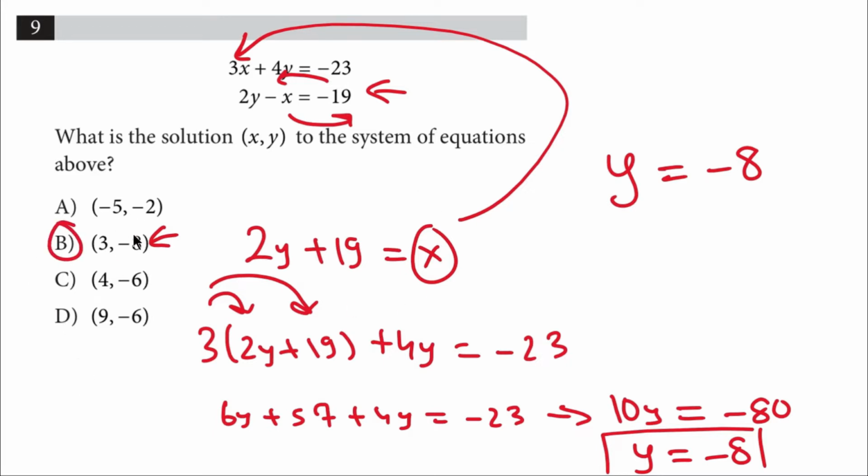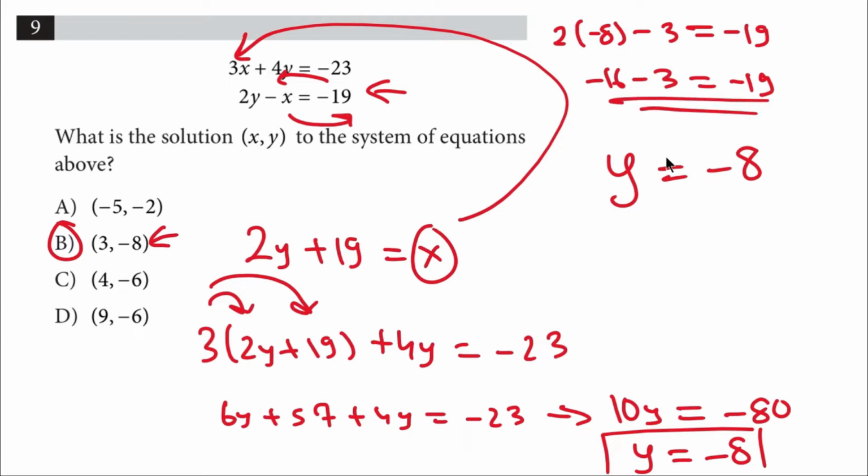And if you want to make sure that B is the correct answer, just in case, plug in 3 and negative 8 into either one of these equations right here. So let's plug 3 and negative 8 right here. 2 times negative 8 minus 3 is equal to negative 19. Is that correct? Well, negative 16 minus 3 is equal to negative 19. So that's perfectly correct. Therefore, this is a solution to this equation. Now, if you want to make sure that you have satisfied the system of equations, you can also plug this into this equation and you will see that it's also satisfied. Therefore, this is the correct answer.